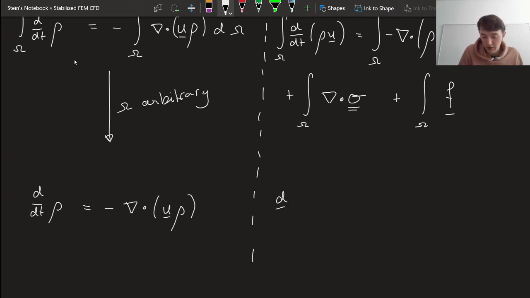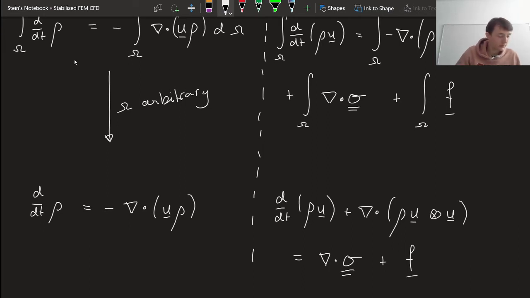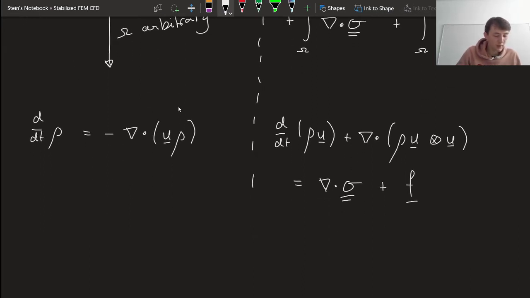And here I'm going to have that the time derivative of my pointwise momentum is going to be equal to the divergence. And this is actually a term that we typically already move to the left hand side, so I'll do that right now. So that gives me a plus here. It's going to be equal to the divergence of the stress plus the force. And these are already the Navier-Stokes equation in a slightly more general sense.